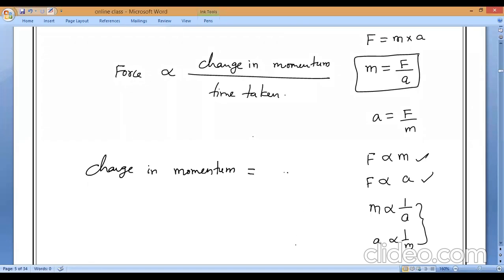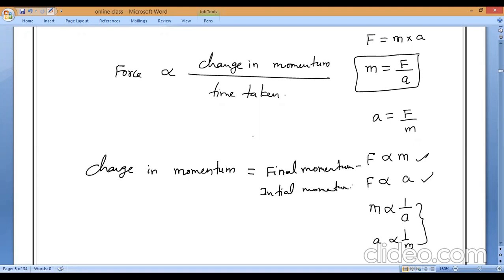I told you one point. What is the change in momentum formula? Mitakshri, change in momentum equals what? Final momentum minus initial momentum. So final momentum minus initial momentum we can say. So this is what we studied. Is it yes or no?